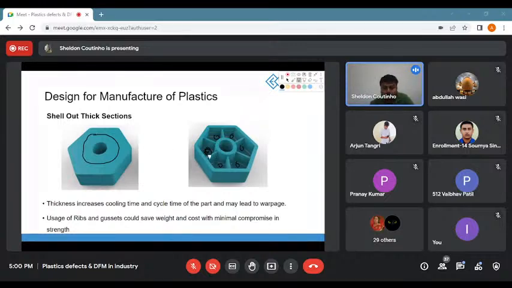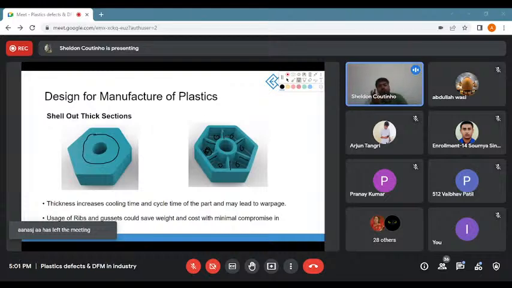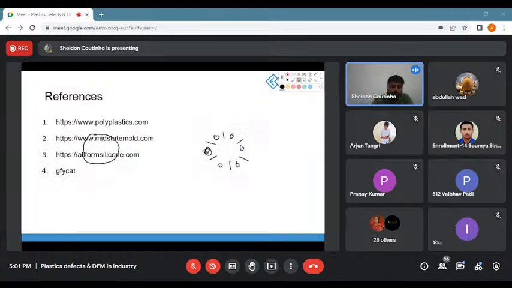Second is when you provide these ribs, they are more than enough to provide stiffness. So another thing that you want to keep in mind is always design your components so that they are stiff, but do not consume too much material, because the more material you consume, you will run into a loss eventually.